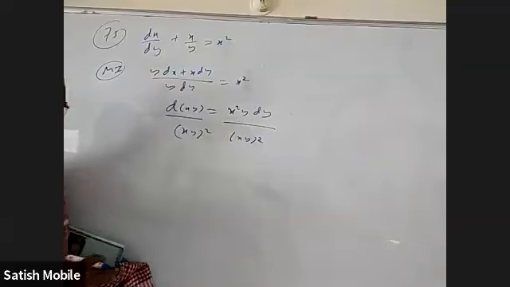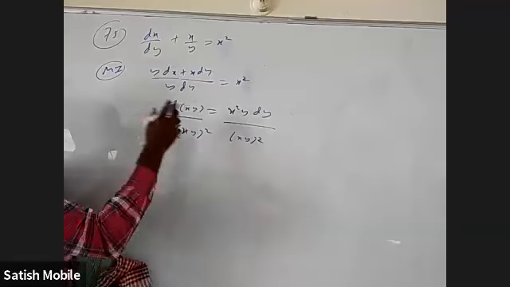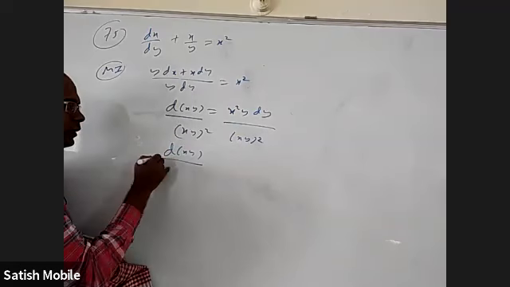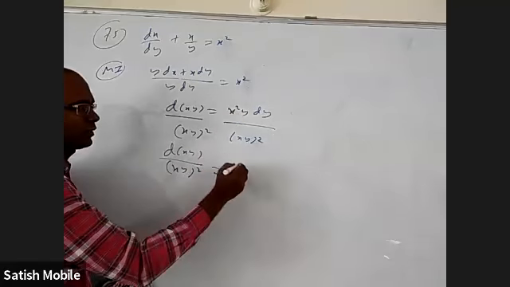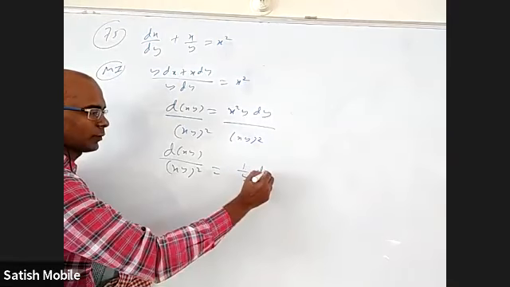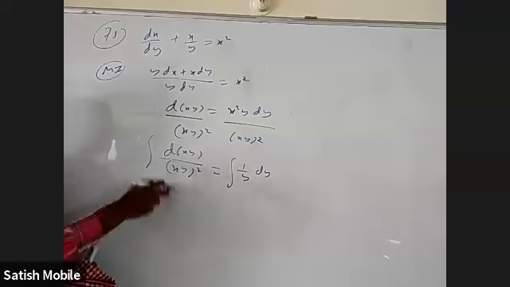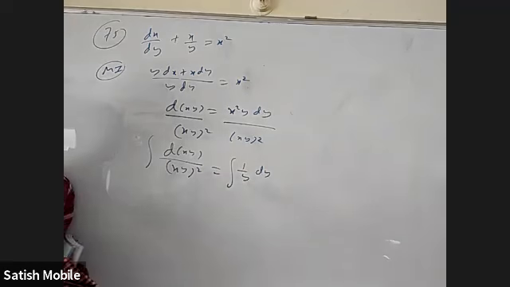Here nicely x square will cancel, and here we'll get a function of xy: d of xy by xy whole square. Here x square will cancel, one y will cancel, 1 by y dy. Nicely you can integrate now. This is dt by t square, 1 by t square dt. What is the integral?